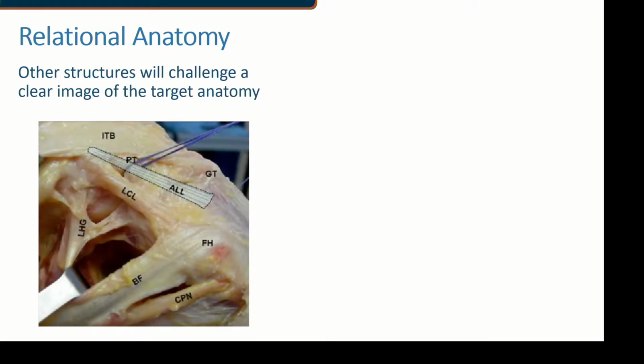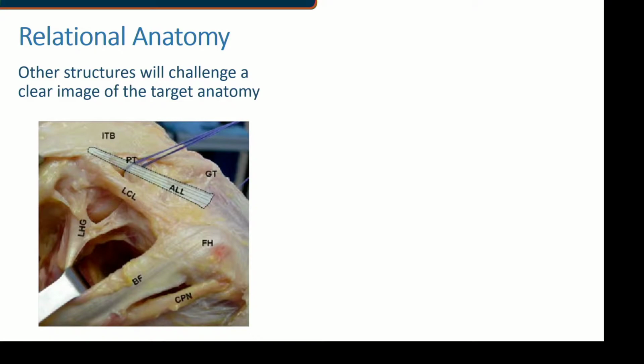Now, other challenges for a clear image of the anatomy, and I'm going to show you all these things on our patient today, but this is a dissection of a knee, and so what I wanted to point out here more than anything is the LCL, which is the lateral collateral ligament, coming down to attach to the fibular head. Now the biceps femoris you see is also attaching.